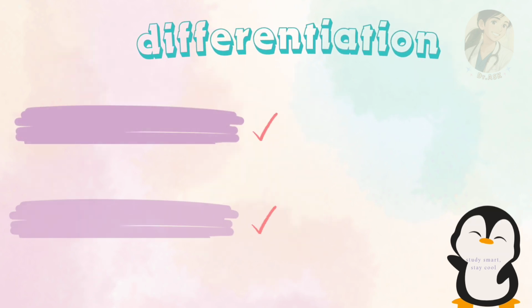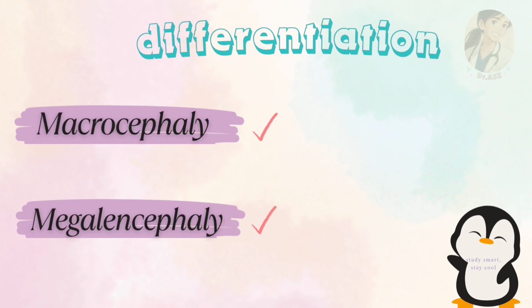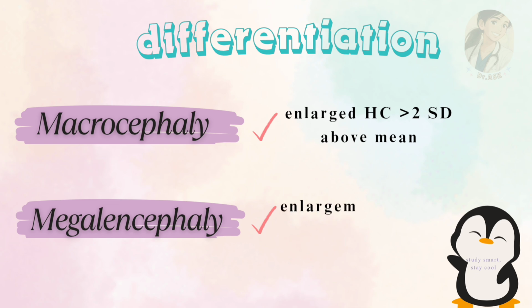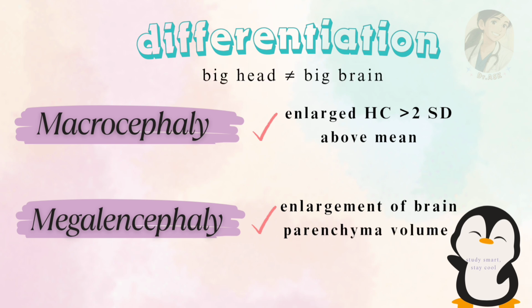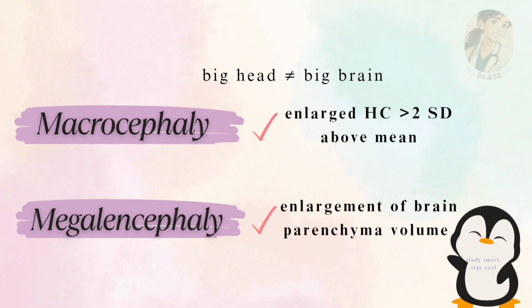Now, here is where most people get confused. You need to clearly distinguish macrocephaly from megalencephaly. Macrocephaly means the head circumference is large. It could be due to bone, fluid or anything. But megalencephaly means the brain itself is overgrown. So remember guys, big head maybe, but big brain, that's megalencephaly.